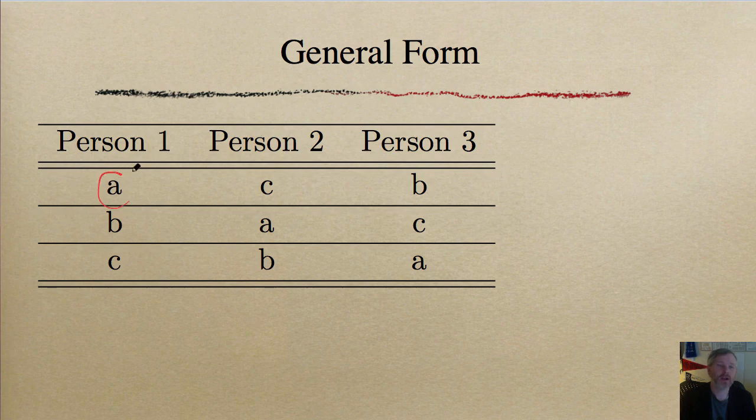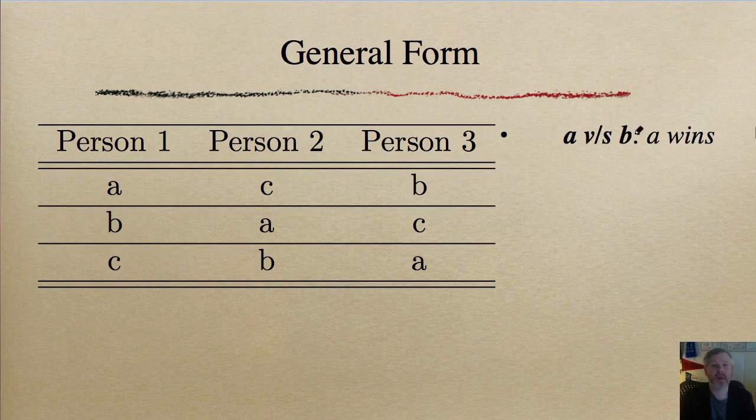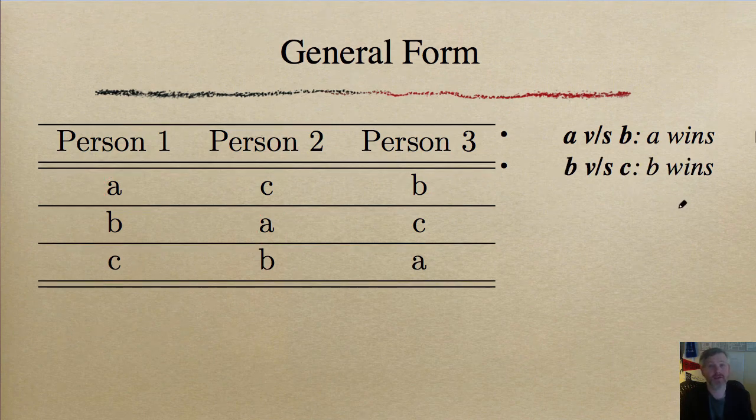If I run alternative A against alternative B, I'm looking at all the cases for how many of these people prefer A to B, and how many prefer B to A. Person 1 prefers A, person 2 prefers A, and person 3 prefers B to A. So A wins 2-1. Again, if you didn't follow that, go back and watch those previous screencasts. We do it a lot slower, but for now, I just want to remind you.